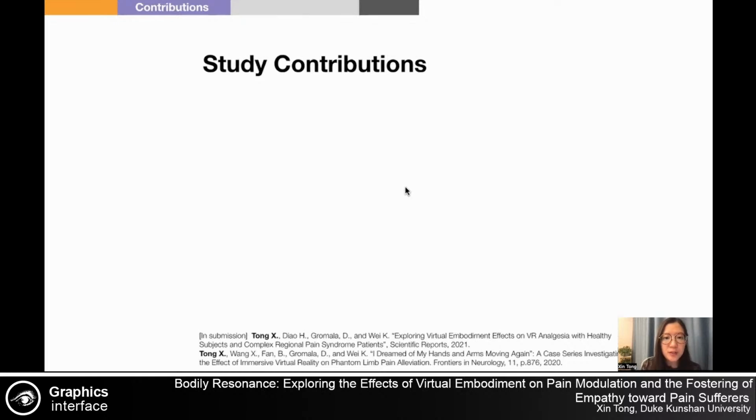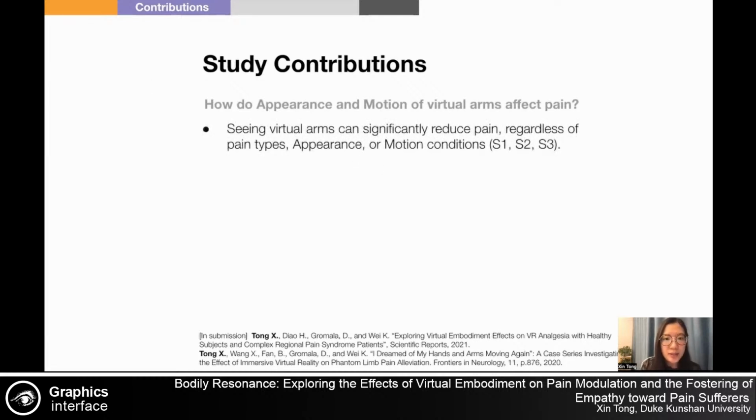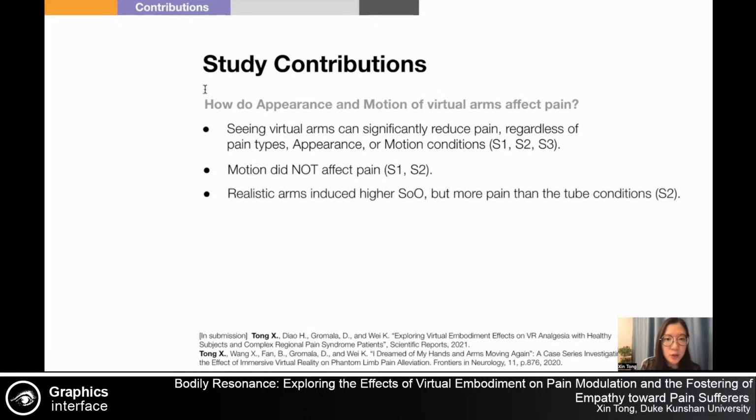To answer my first question, how do virtual arms' appearance and motion affect pain? In all 3 studies, I found that virtual reality conditions with arms significantly reduced pain for 3 groups of populations, regardless of the pain types, appearance, or movement conditions. Both study 1 and 2 showed that the synced condition did not reduce pain more than the static ones. Interestingly, in study 2, findings suggested that CRPS patients experienced less pain in the tubes than the arms.